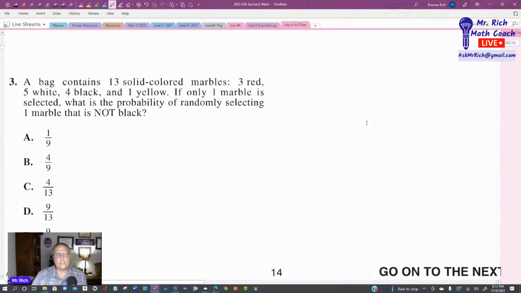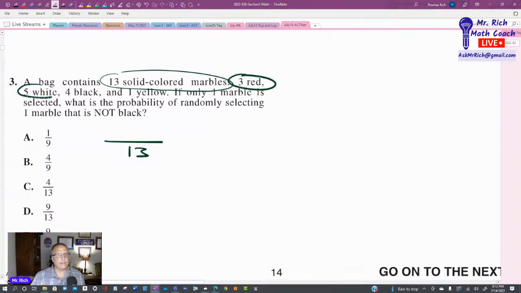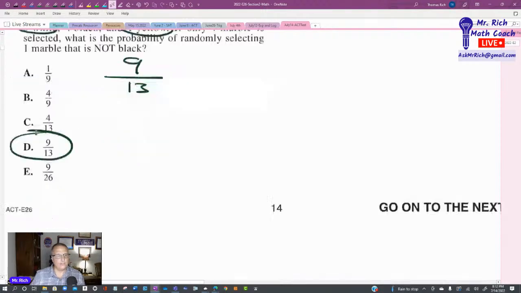A bag contains 13 solid colored marbles: 3 red, 5 white, 4 black, and 1 yellow. If only one marble is selected, what's the probability of randomly selecting a marble that is not black? So it's got 13 marbles, so I'm going to have 13 in my denominator. Not black. There's 4 blacks, so 13 minus 4. So that would be 9 out of 13, D. All right, I like that answer.